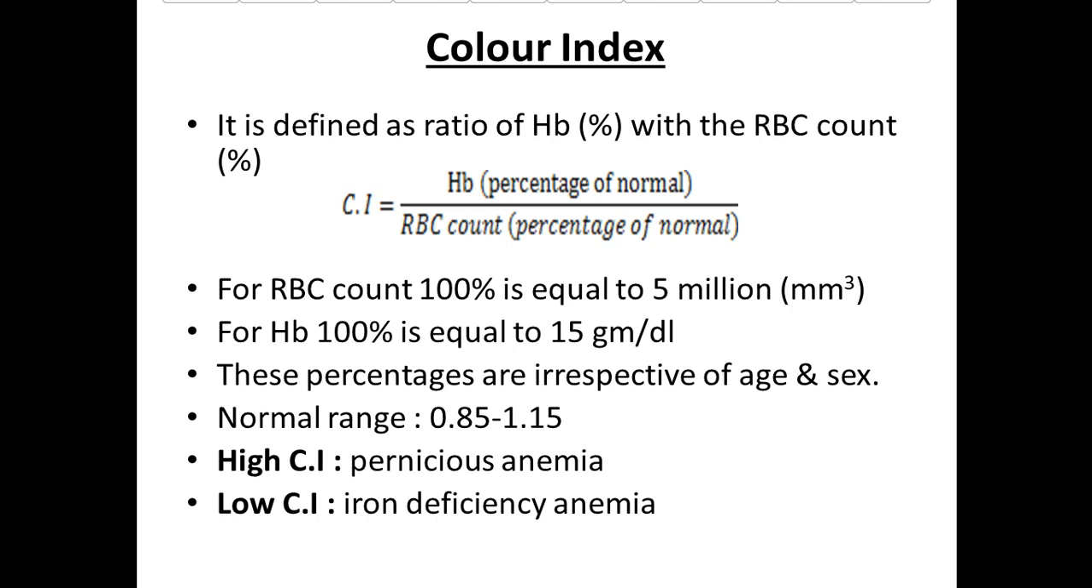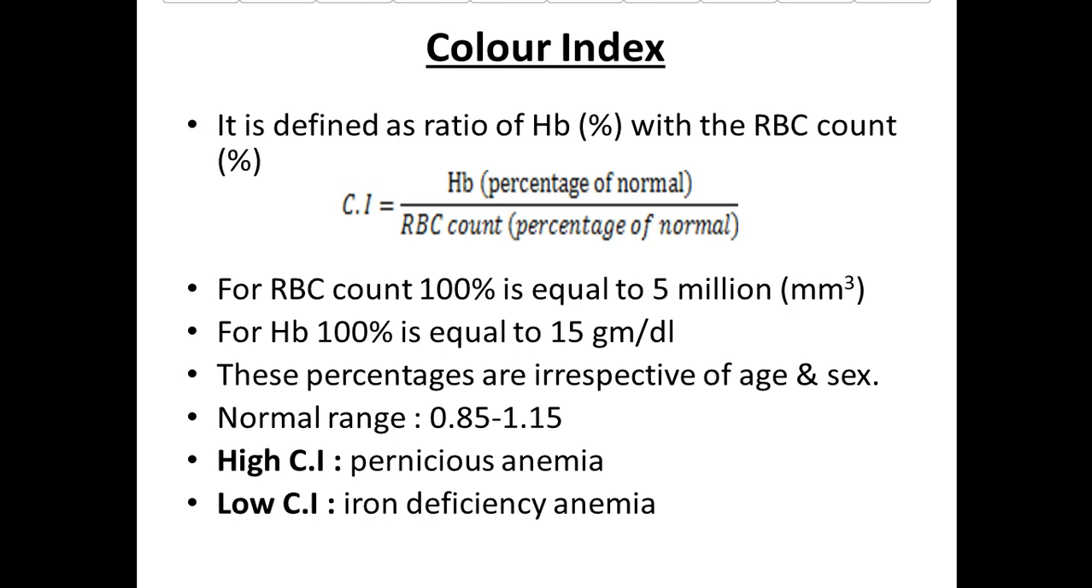For RBC count, 100% is equal to 5 million per cubic millimeter, while for hemoglobin, 100% is equal to 15 grams per deciliter. So the hemoglobin, when it is 100%, is equal to 15 gram per deciliter. These percentages are irrespective of age and sex. Normal range is 0.8 to 1.15. High color index indicates pernicious anemia, while low color index indicates iron deficiency anemia.